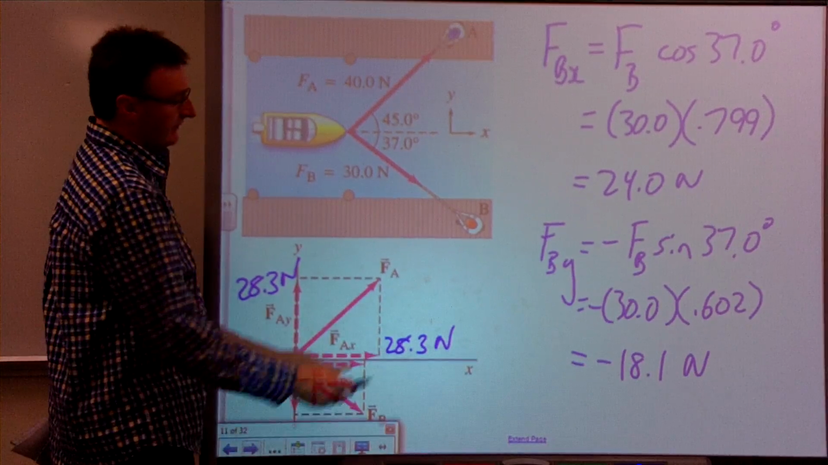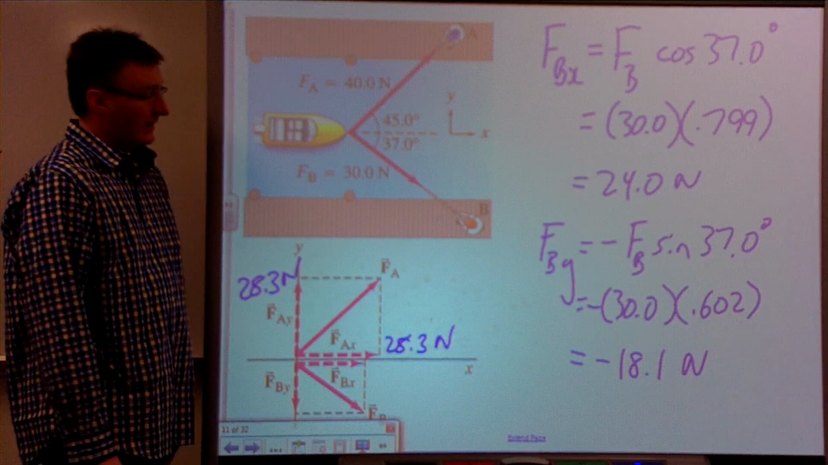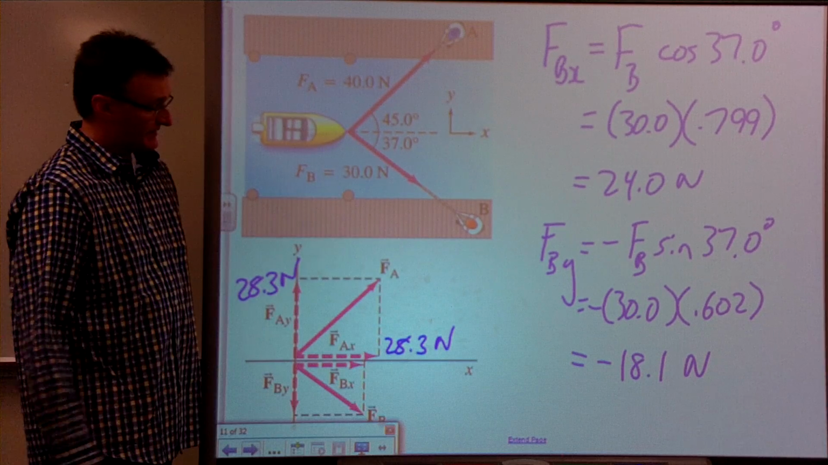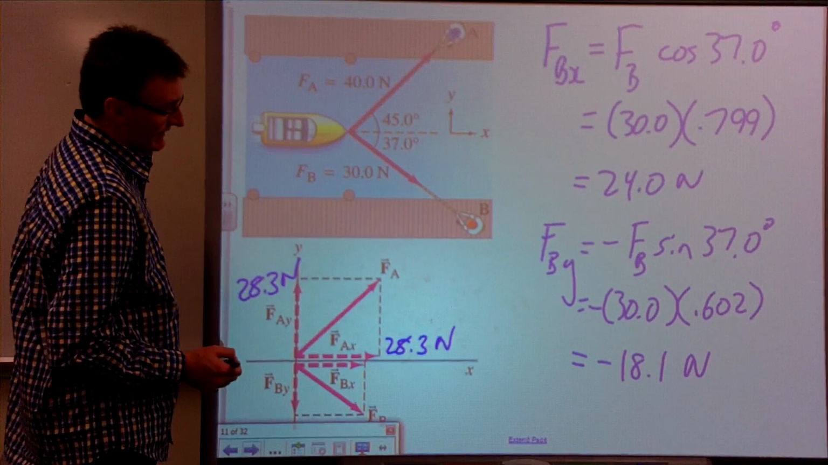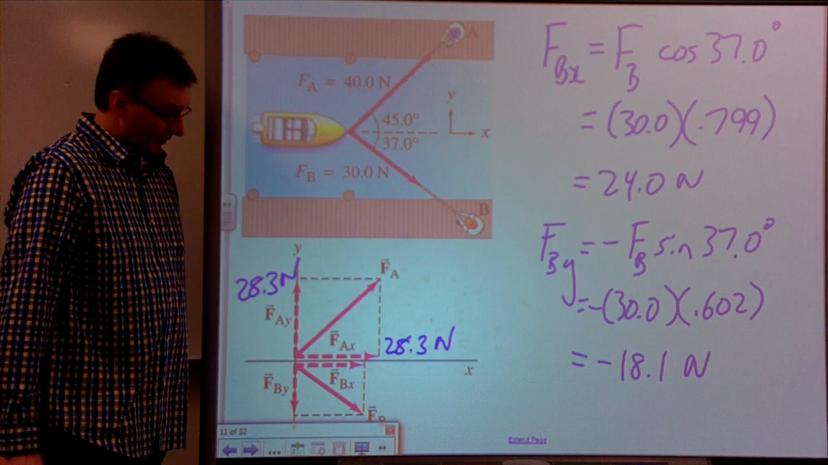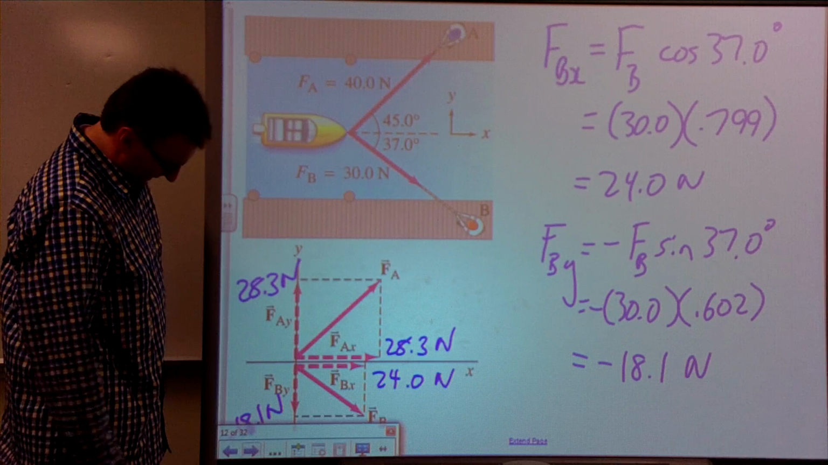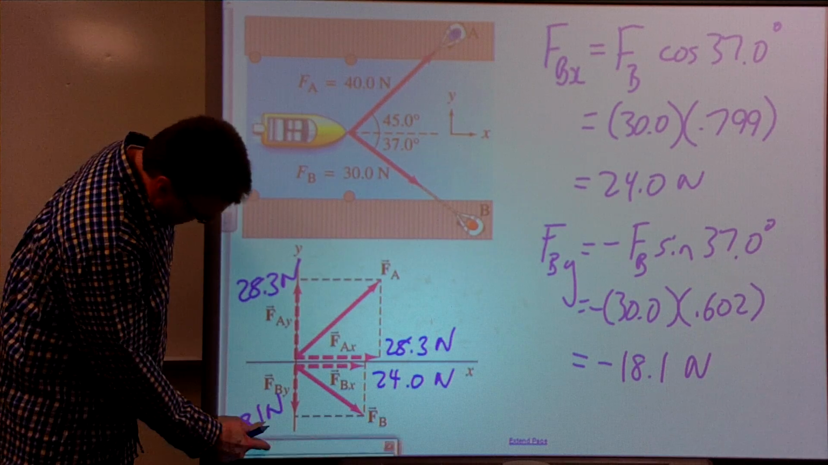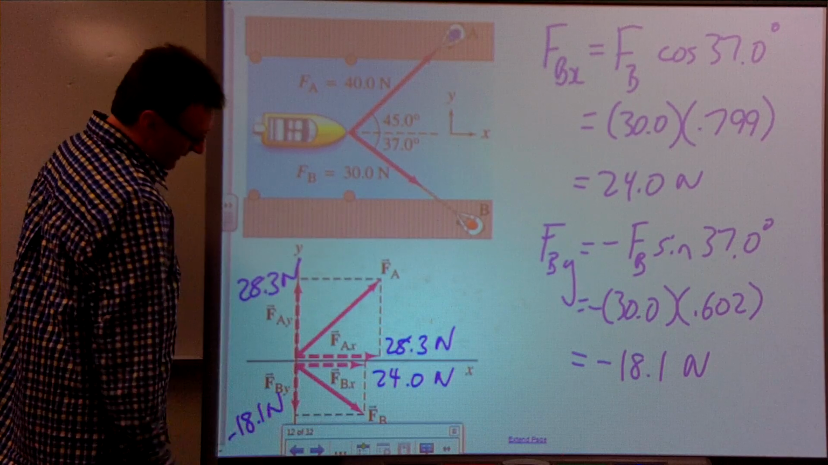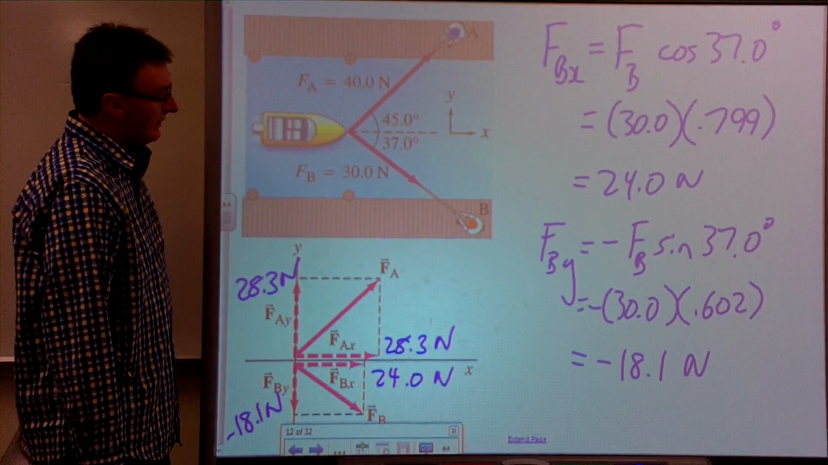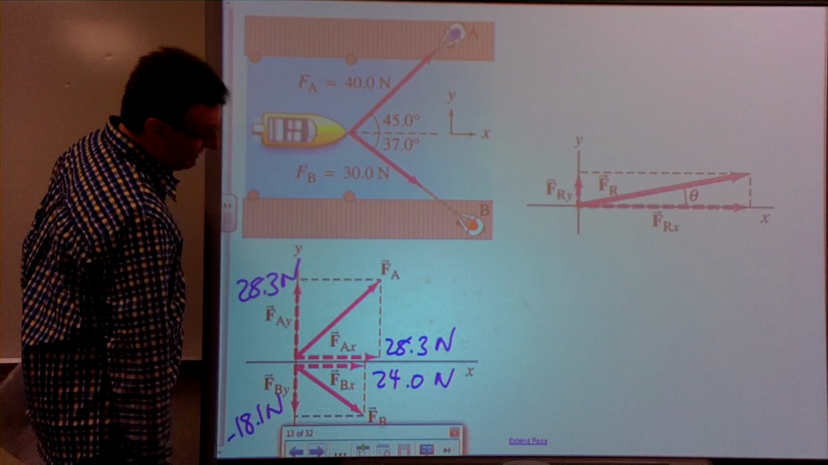Now the y component of force B, we need the sine ratio. So it'll be the magnitude of force B times the sine of 37 degrees. That'll be 30.0 times 0.602, and we get 18.1 newtons for the y component of force B. So we can put those values on here. Now we have the values of all the components, and we can go ahead and find out what the resultant force is going to be.